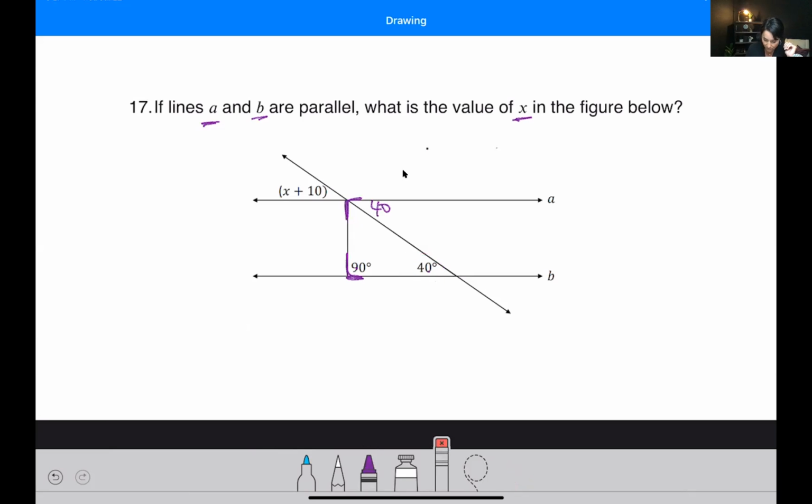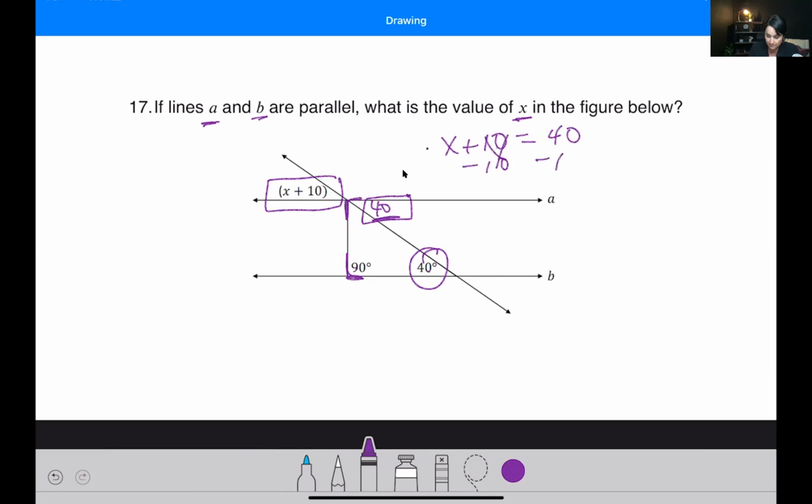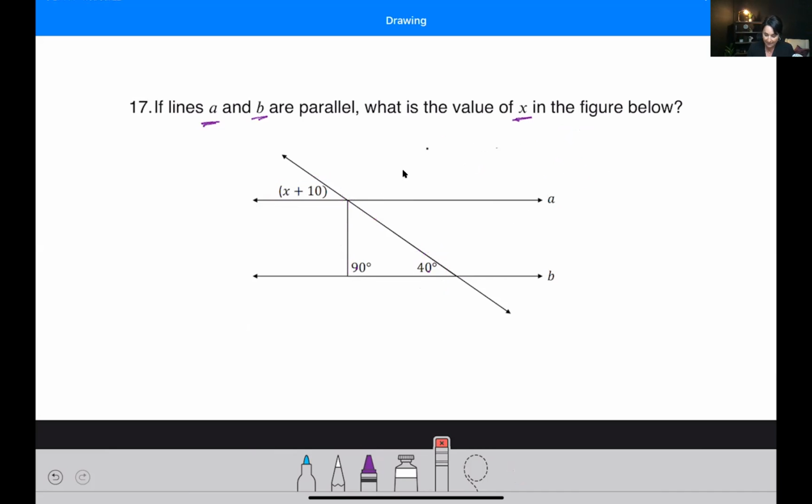So if this here is 40, then this here is 40. And another thing that's equal are opposite angles, meaning X plus 10 is equal to 40. So all I would need to do is go X plus 10 equals 40, solve for X. X equals 30. It's as simple as that. Let's try it again one more time. Just so you know, because you will see this and people tend to go, oh my God, I don't know this. You do know it.